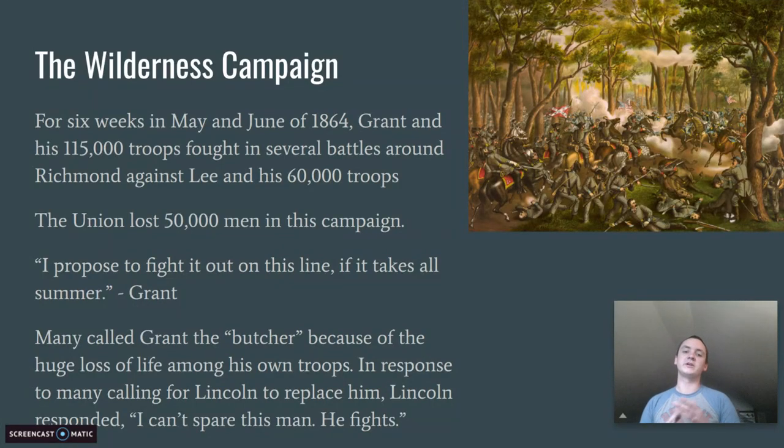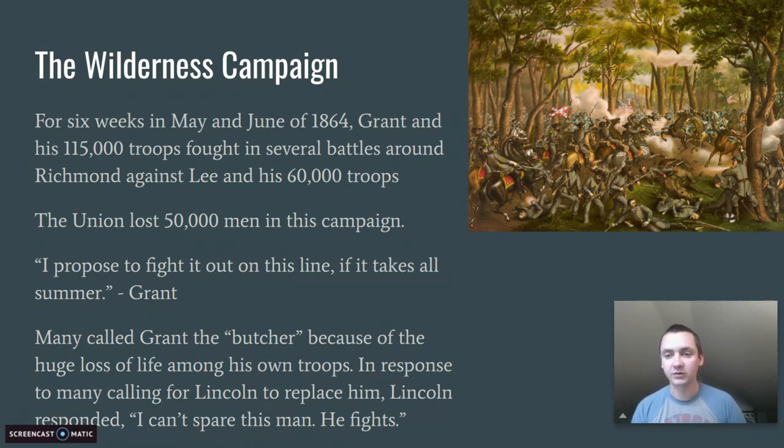All right, so the Wilderness Campaign was the series of battles that Grant fought against Lee outside of Richmond. Again, Grant brought 115,000 troops. Lee had 60,000 troops. Just like in practically every battle, Lee was outnumbered, and he made great use of the numbers that he did have.